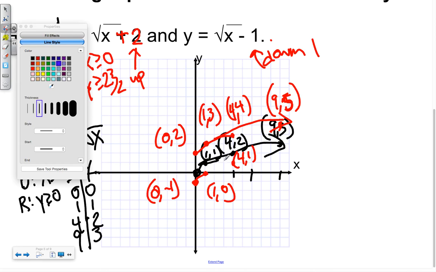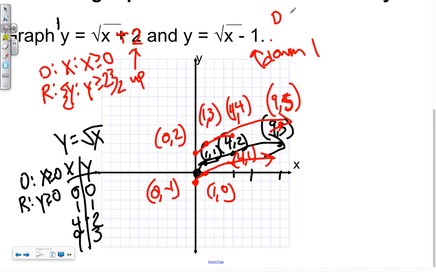So we'll graph that in. All right, for this one here, the domain did not change, so x is still greater than or equal to 0, and your range, since we went down 1, now your y is greater than or equal to -1.